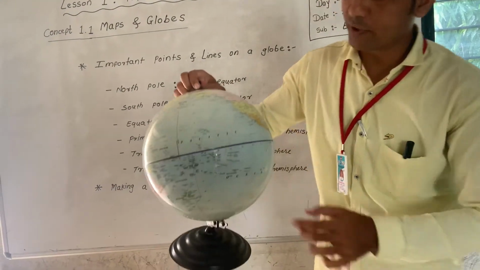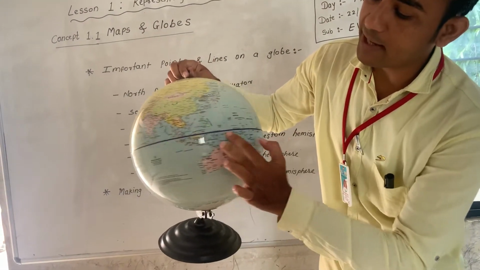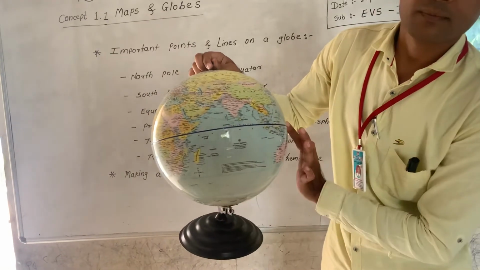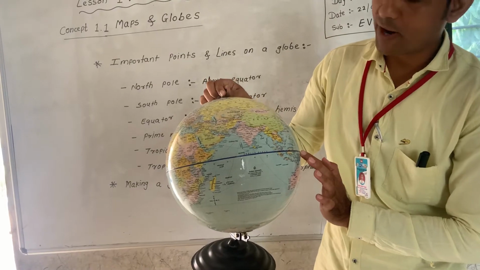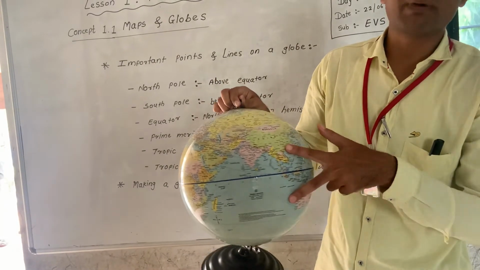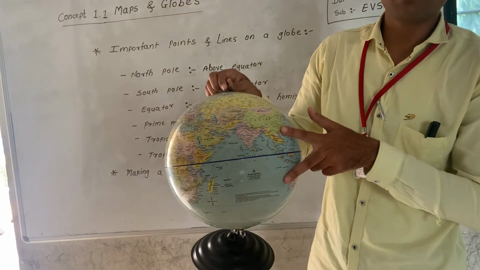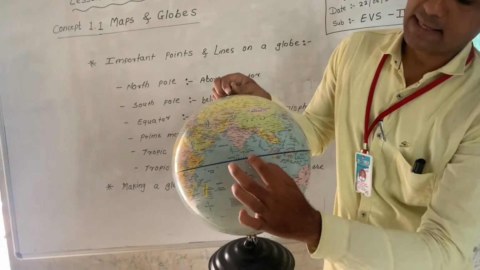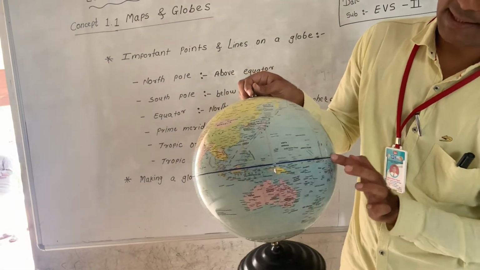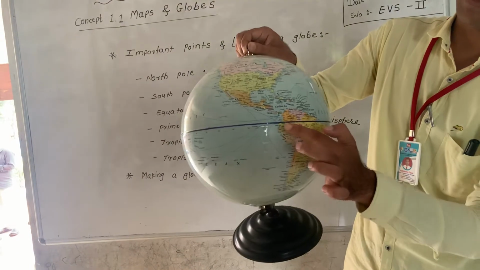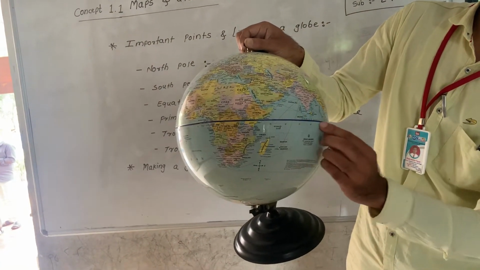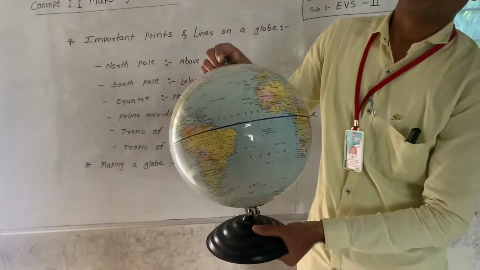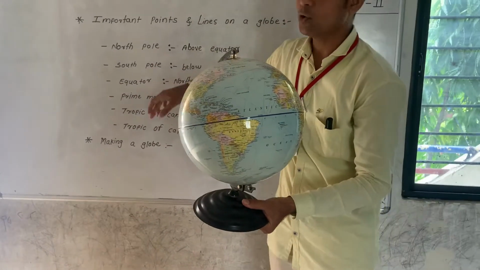What is the equator? Can you see the horizontal line? This horizontal line divides the total hemisphere into two parts. By this line, two parts are there. This line is called the equator. These are the blue lines. This is the equator. We will see North Pole, South Pole and equator.